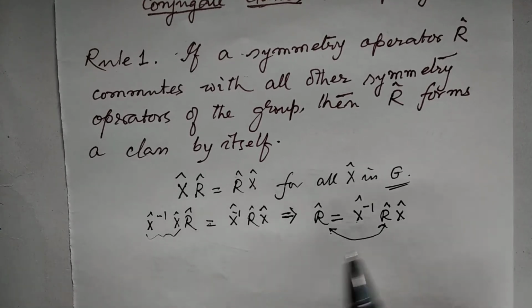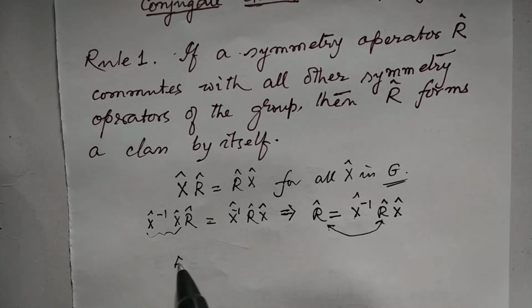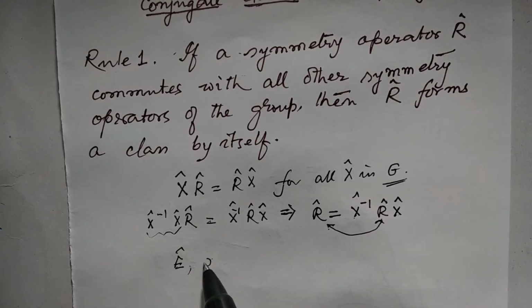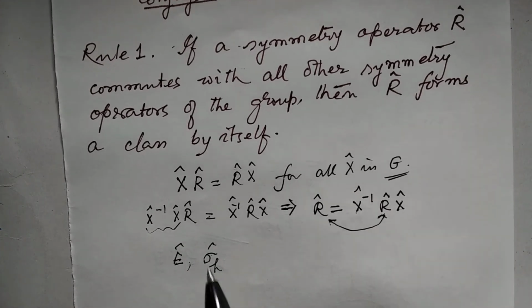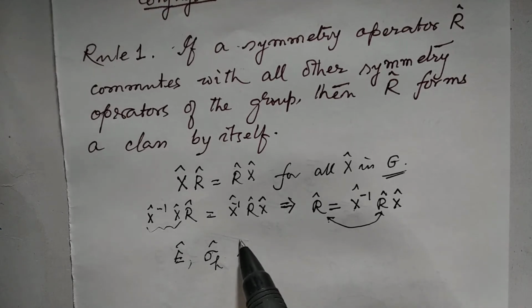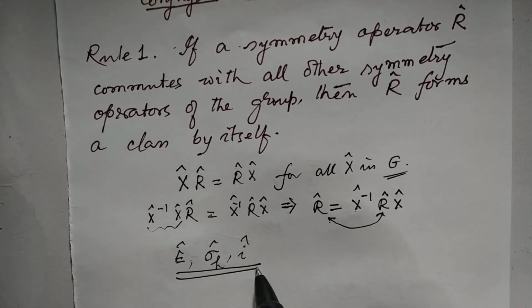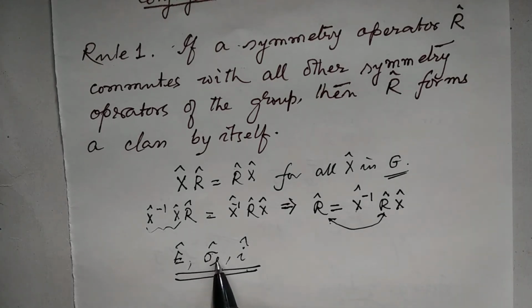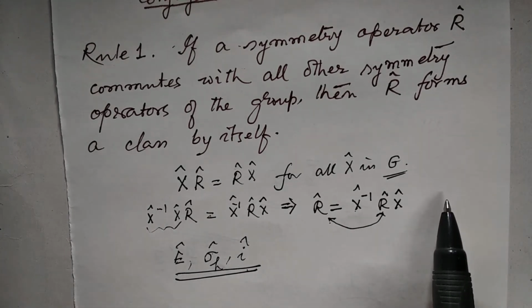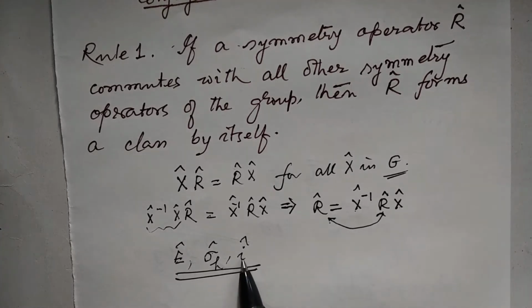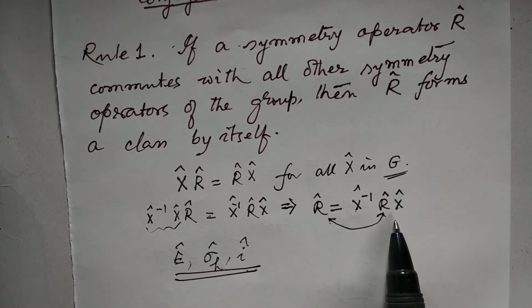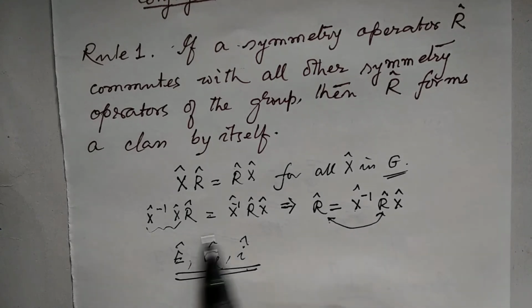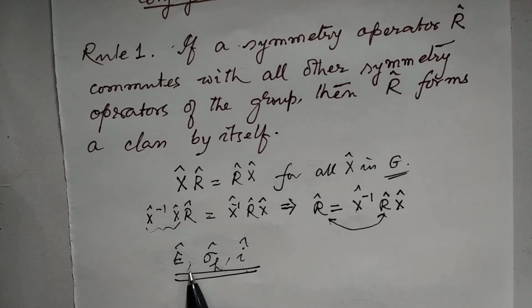Which operators are of this type? The identity operator, the sigma H operator, and the inversion operator. These three operators are of this type. Whatever be the point group, if sigma H is present, it will commute with all other symmetry operators of the group. If I is present, I will commute with all other symmetry operators of the group, and thus these operators individually form conjugate classes.